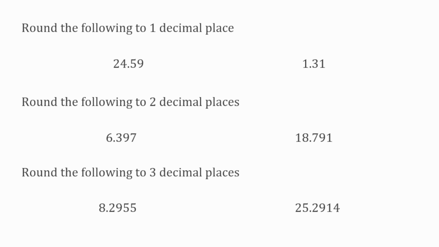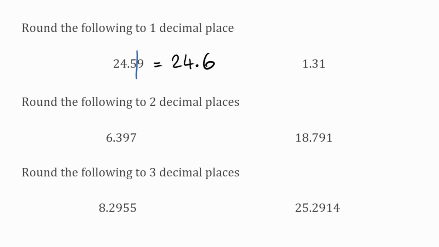Okay, for this first lot of questions, we're rounding to one decimal place. So for this first example of 24.59, I'm looking at the digit in the first decimal place, which is that 5. So I'm going to put my line between that 5 and the next digit, which is our 9. Because it's a 9, that means I'm going to round up the previous digit. So our 5 would actually become a 6. So our 24.59 would actually round up to 24.6.